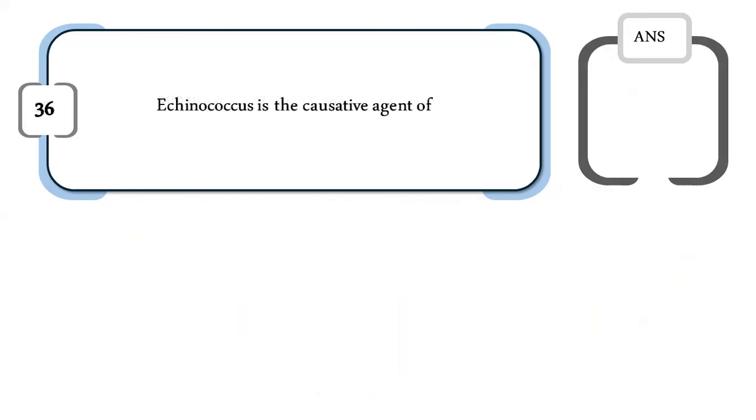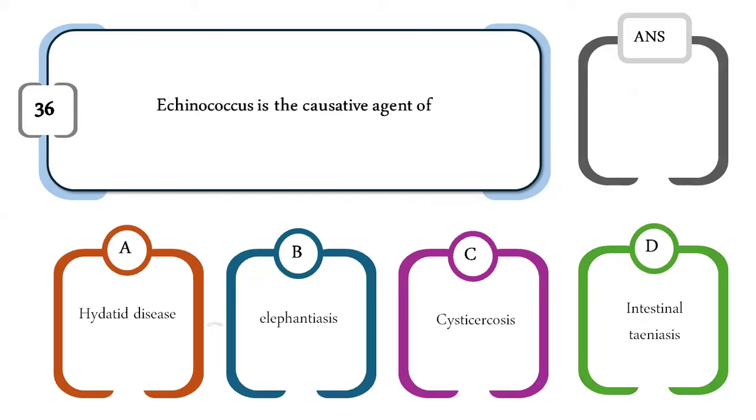Next question, Echinococcus is the causative agent of option A, Hydatid disease. Option B, Elephantiasis. Option C, cysticercosis. Option D, intestinal taeniasis. So here, what is the right answer? That is option A, Hydatid disease. As we discussed, Echinococcus granulosus causes Hydatid disease. In man, the larval form of Echinococcus causes unilocular Hydatid disease. Now this disease is renamed as cystic echinococcosis, that is CE.